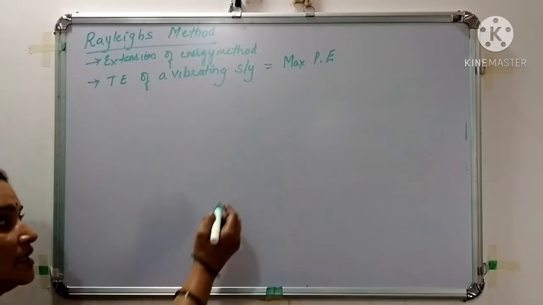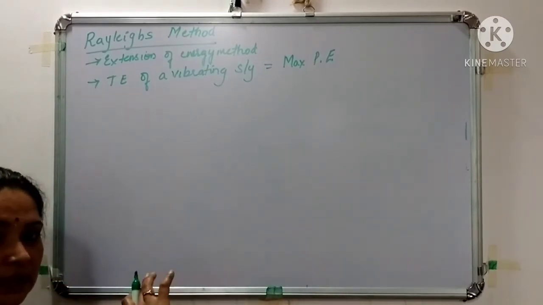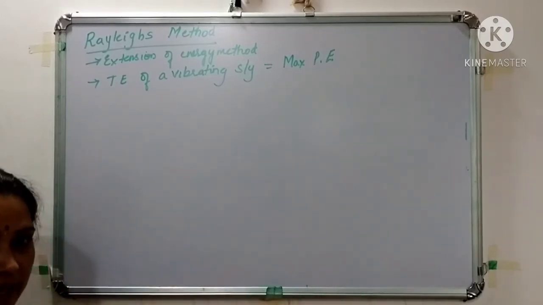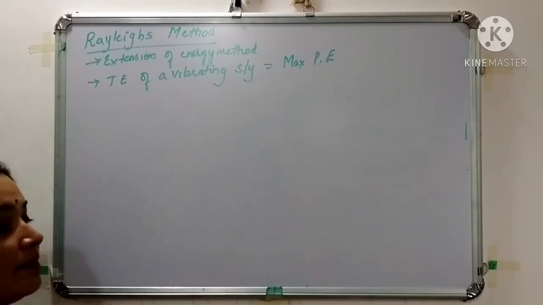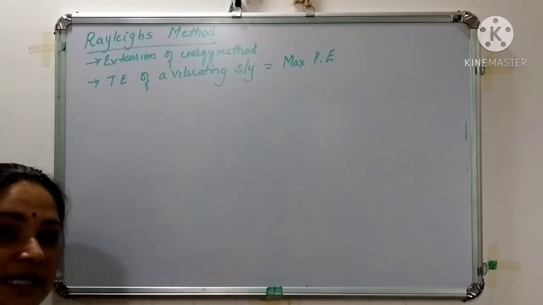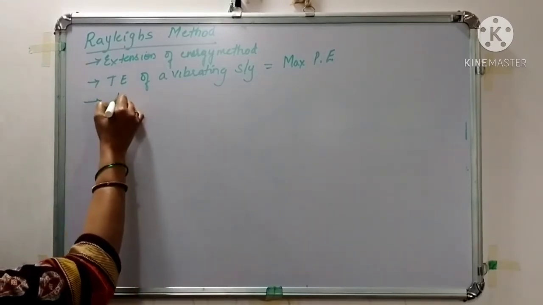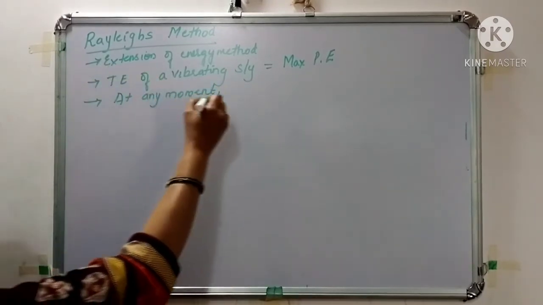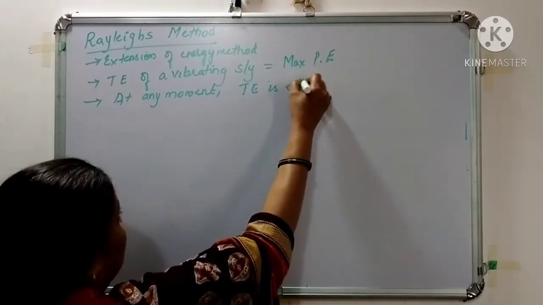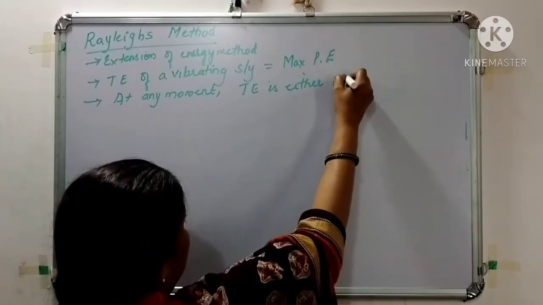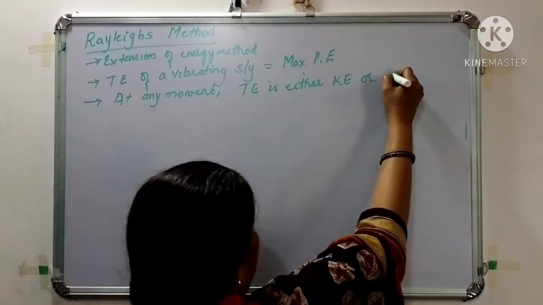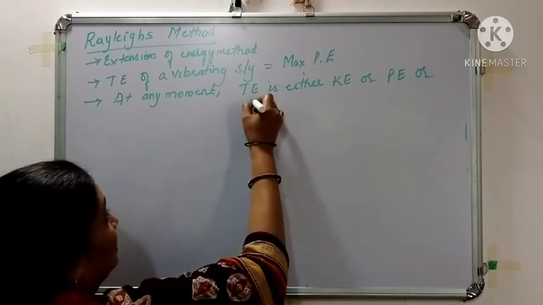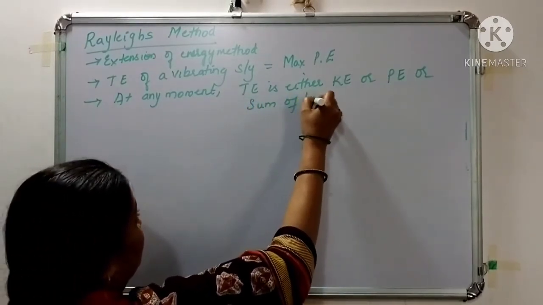As we saw in the spring mass system of the energy method, in a certain case potential energy is maximum and in a certain case kinetic energy is maximum. Therefore, total energy can be either maximum potential energy or maximum kinetic energy. At any moment, total energy is either kinetic energy or potential energy, or it may be the sum of both.